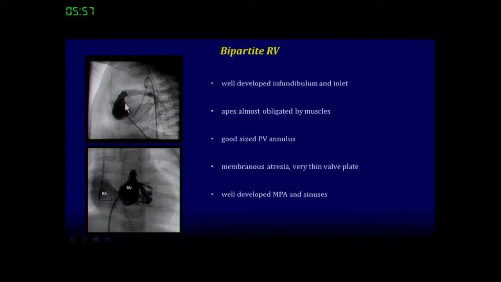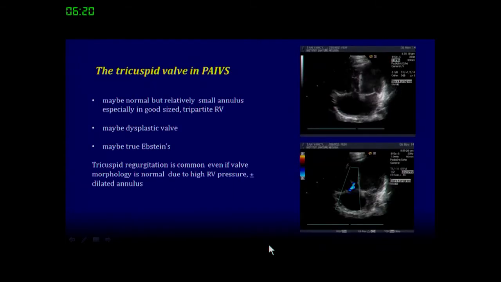What is important is that there is a nice outflow tract, smooth wall, very well developed pulmonary valve annulus, thin doming valve, and also a very well developed MPA with the sinuses, and therefore it is fairly safe to perforate this valve without a great risk of misperforation outside the heart. And often how we would manage today is usually by catheter intervention.